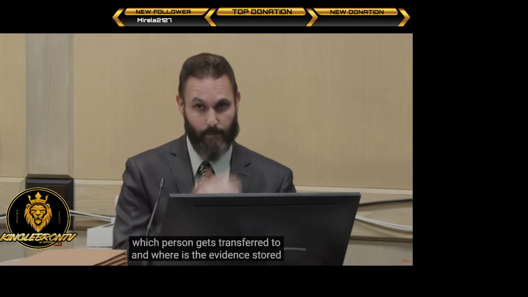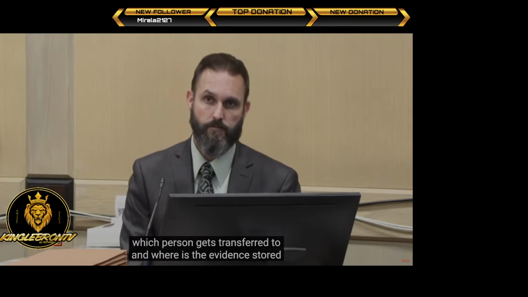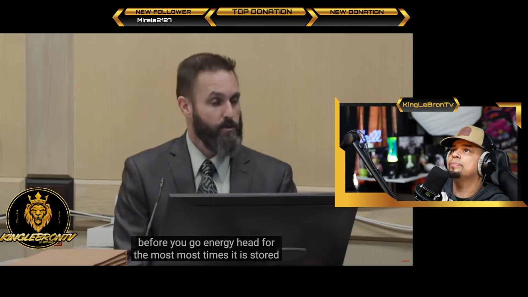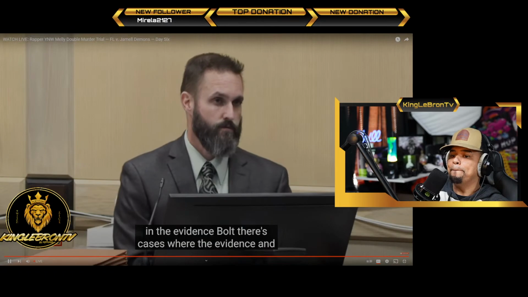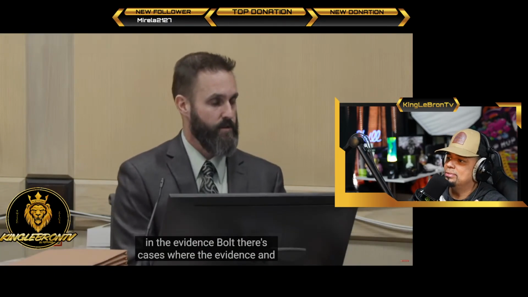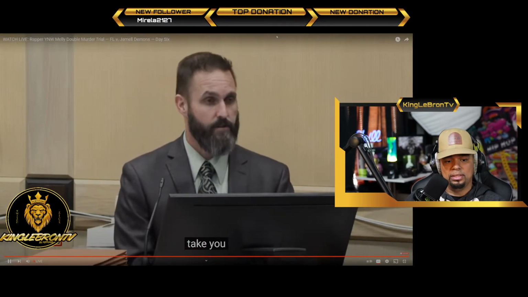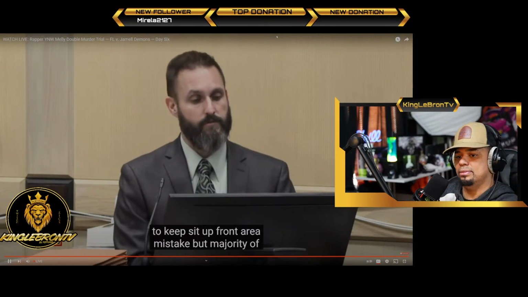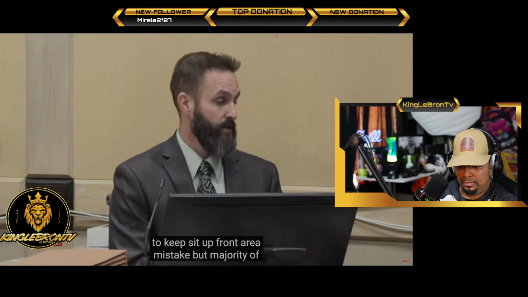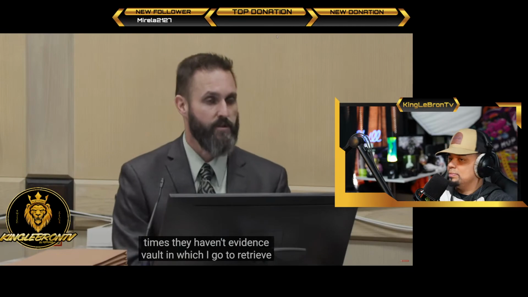And where is the evidence stored before it gets to you? For the most part, it is stored in the evidence vault. There's some cases where the evidence intake unit keeps it up front in their area, in the safe. But the majority of times, they have an evidence vault in which I go to retrieve the evidence.